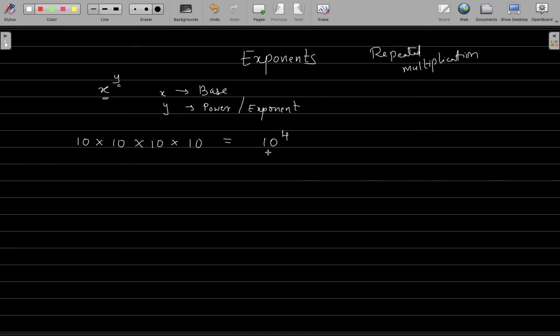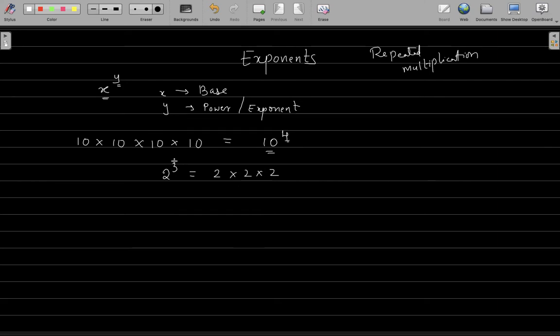And see that the size of this number 10 and the size of this number are different. The power or the exponent is always written in a smaller size compared to the base number, right? So suppose I write an exponent, say 2 power 3, what do I mean by this? I mean that 2 is getting repeatedly multiplied with itself 3 times, that is 2 times 2 times 2.